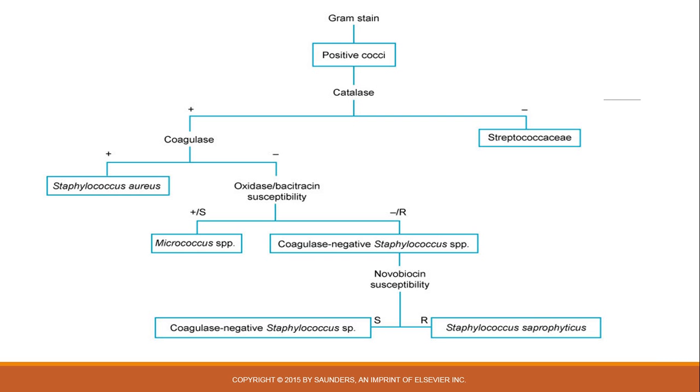And here it's getting you a coag-negative staph if it's resistant to bacitracin. And then they do a novobiocin susceptibility, coag-negative staph if it's susceptible. And again, you would only do this if it's from a sexually active female, right? A urine specimen from a sexually active female.